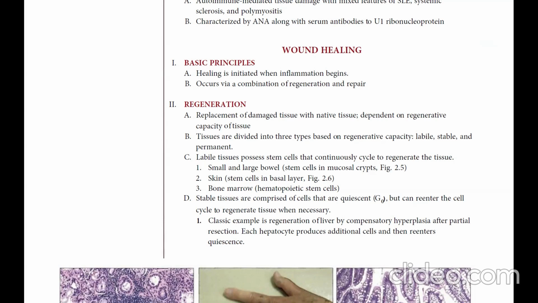Stable tissue is comprised of cells that are quiescent in G0 phase of the cell cycle, but can re-enter the cell cycle to regenerate tissue when necessary. The classic example is regeneration of the liver by compensatory hyperplasia after partial resection. Each hepatocyte produces an additional cell and then re-enters quiescence.